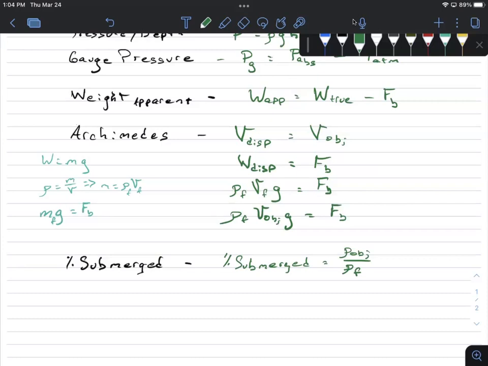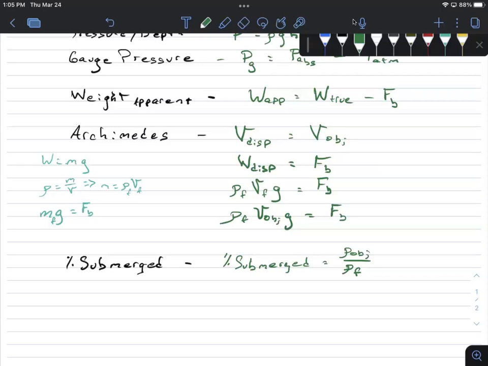So here you can have a question like: a boat is placed in the water and you notice that 2/3 of the boat is above the water. What is the density of the boat? Well, that is where this type of equation comes in. You say, well, 2/3 of the boat is above the water. That means 1/3 is below the water. So the percent submerged is 1/3. So I say 1/3 is equal to the density of the boat, which is what I want, divided by the density of the water, which is 1,000, or whatever liquid it is we're talking about. And then you just solve it for the density of the boat.